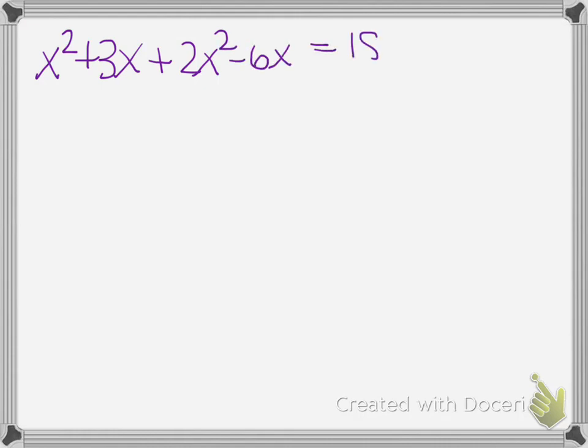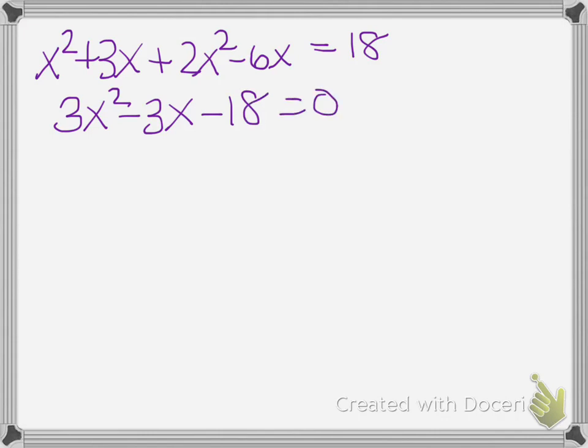And we're going to continue over here, and we're going to distribute and get x squared plus 3x plus 2x squared minus 6x, and that's going to equal 18. All right, get everything on one side, set it equal to 0, and we have 3x squared minus 3x minus 18 equals 0. All right, so we're here. Easiest thing in step 1 in factoring is factor out the GCF. What's the GCF? 3. Okay, so I'm just going to divide by that 3.